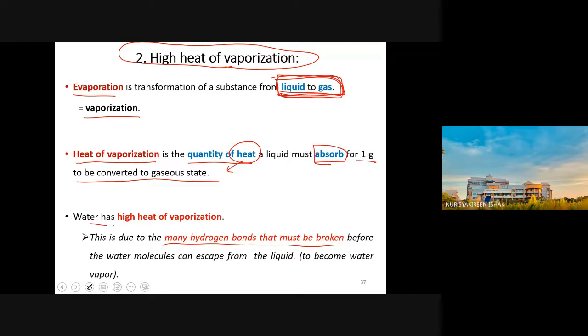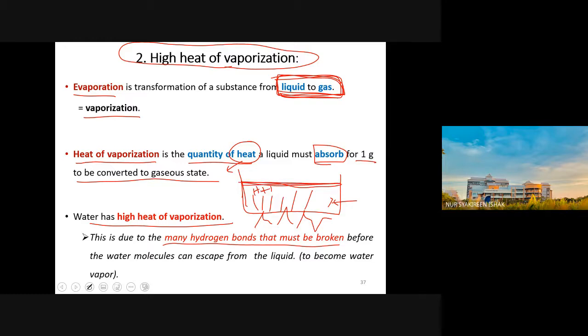Okay, so water has high heat of vaporization. This is due to the many hydrogen bonds that must be broken before the water molecule can escape from the liquid, to become water vapor. Imagine you are heating a pot of water. You have to heat the water for quite a long time so that the heat can spread through the water molecules to break the hydrogen bonds between the water molecules.